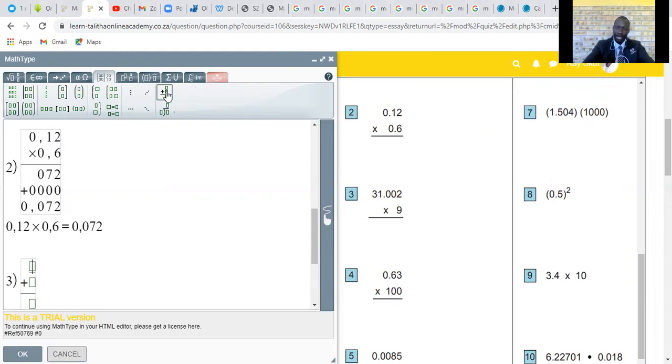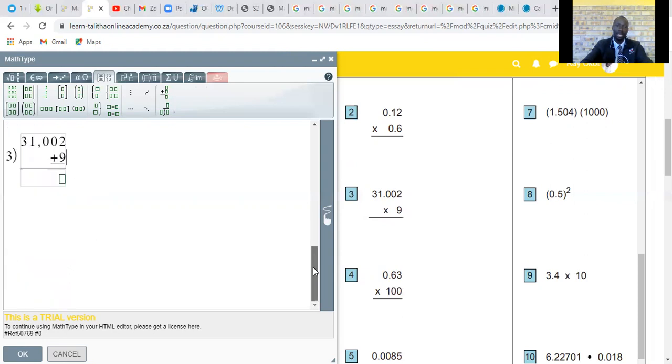We say 31.002. Okay, we are supposed to multiply all this by 9. So you notice that one number is a decimal fraction and the other one is not. That is, 9 is not. And so what do we do with it in this case? Well, we multiply 9 by 2 and we get 18. We write 8, we carry 1.